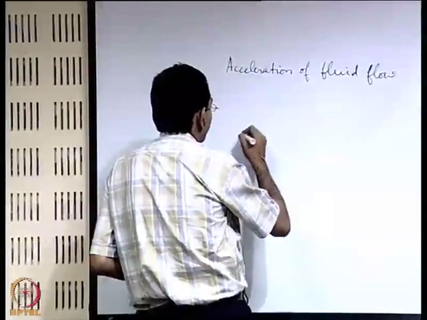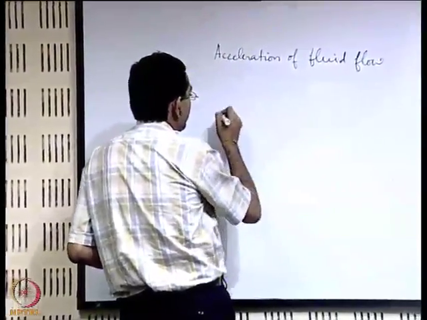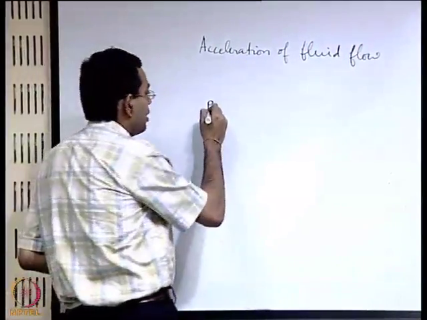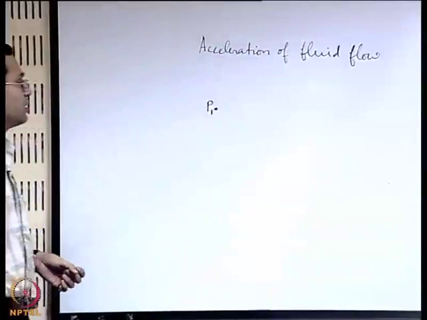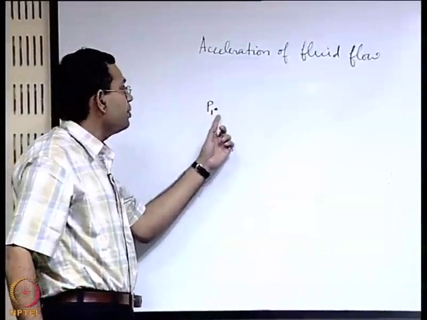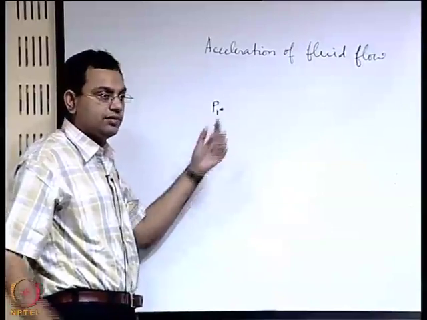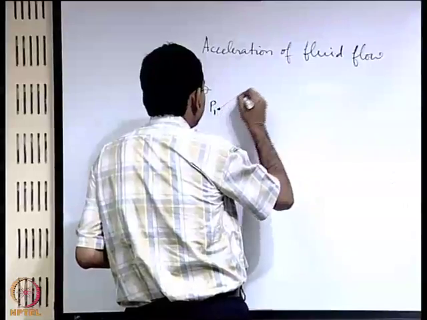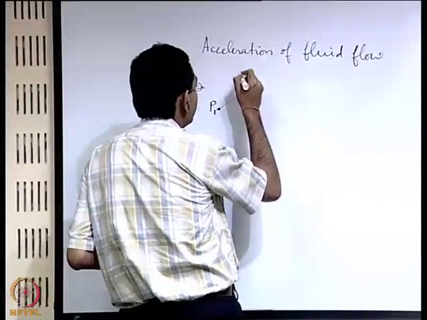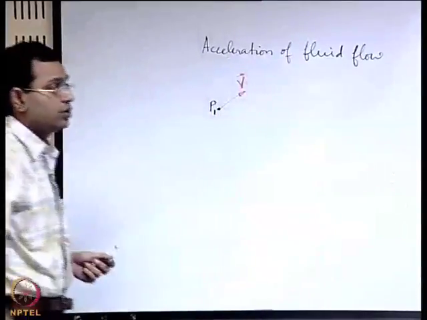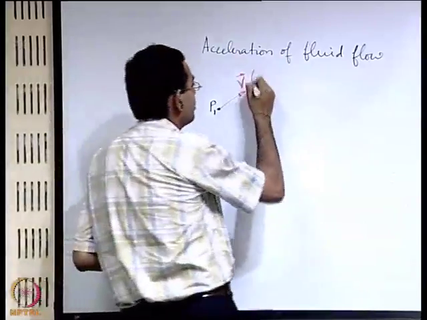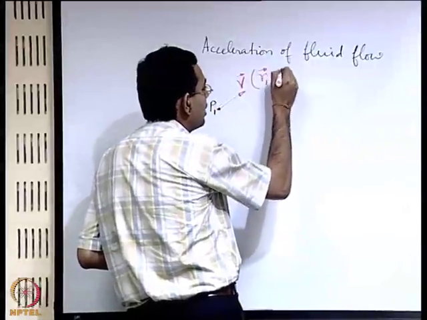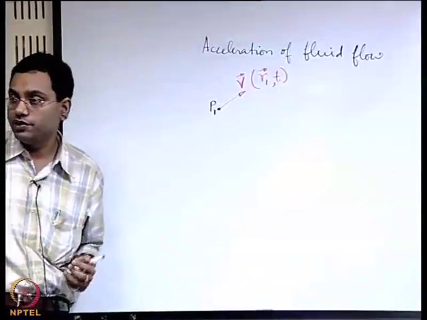Let us say that you have a fluid particle located at a position, specifically the location P1, at time equal to t. The velocity is described through a velocity vector v, which is a function of r1, the position vector of the point P1, and the time t. This is nothing but the Eulerian description.